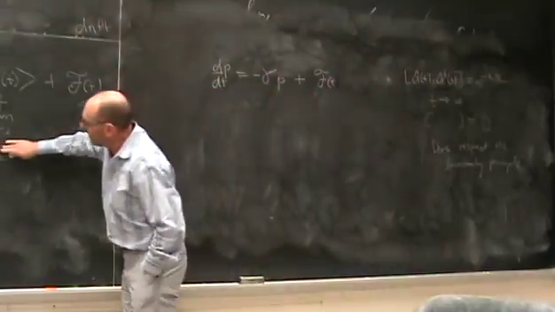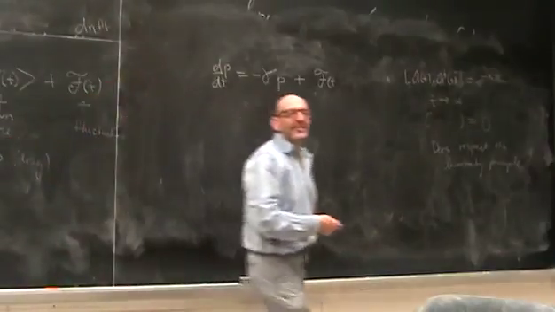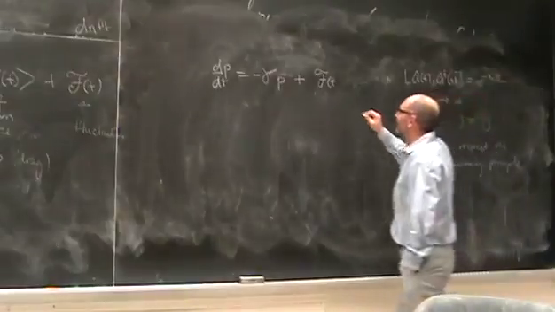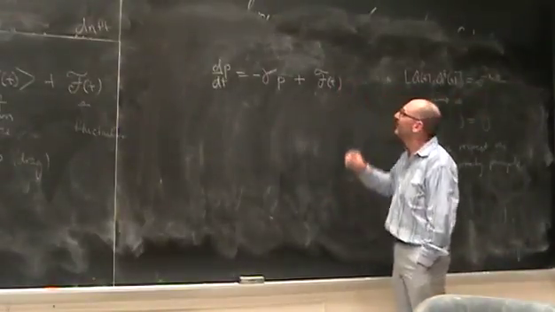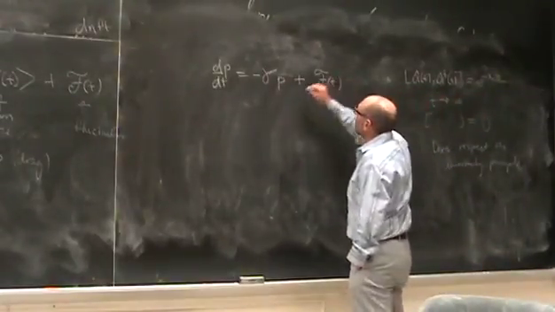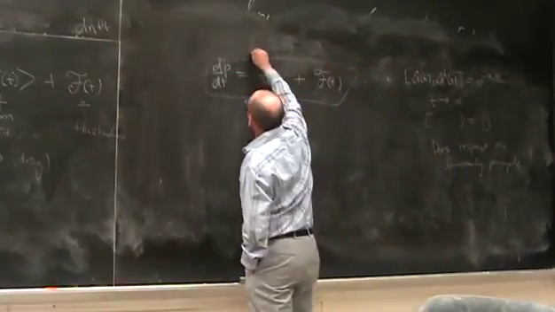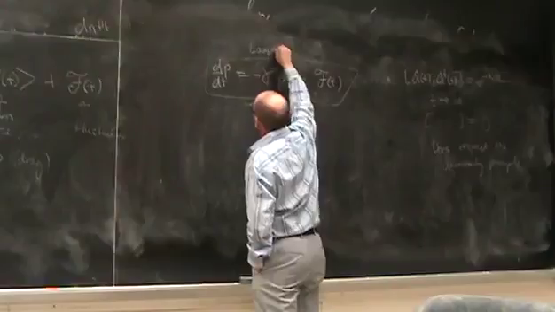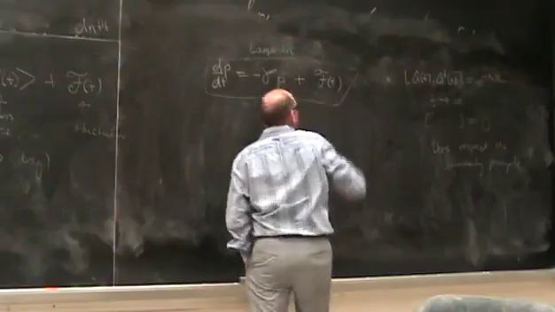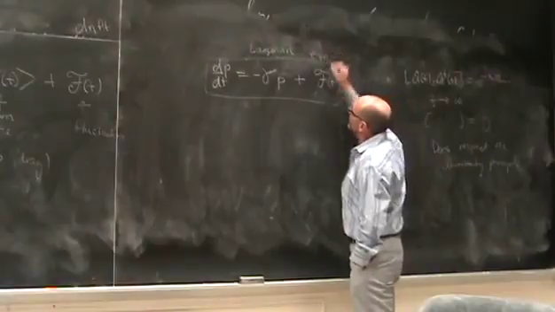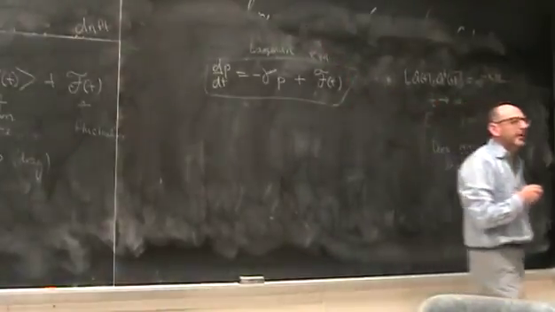And then in addition, there is a fluctuating force. I'm thinking I'm going to do a vector equation, but I'm not. Somehow when you write down force, you've got to put a vector sign over it. This kind of equation is known as the Langevin equation. Langevin first wrote this down, studying this kind of description of Brownian motion.